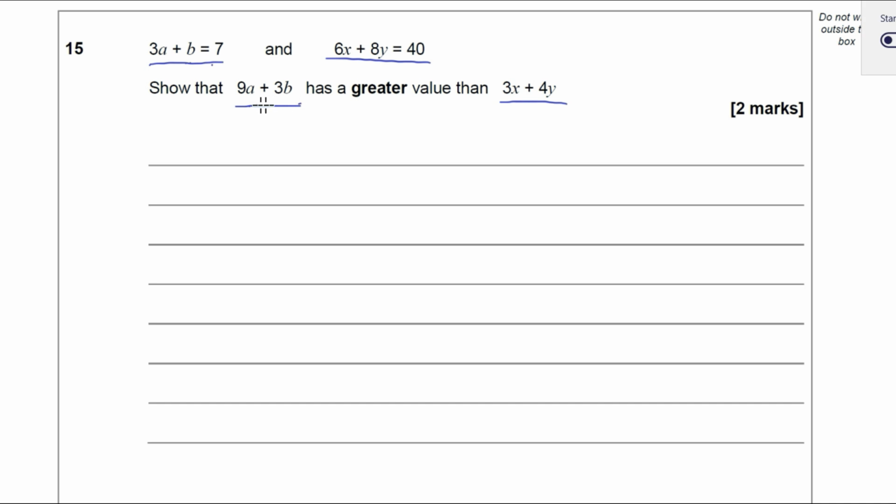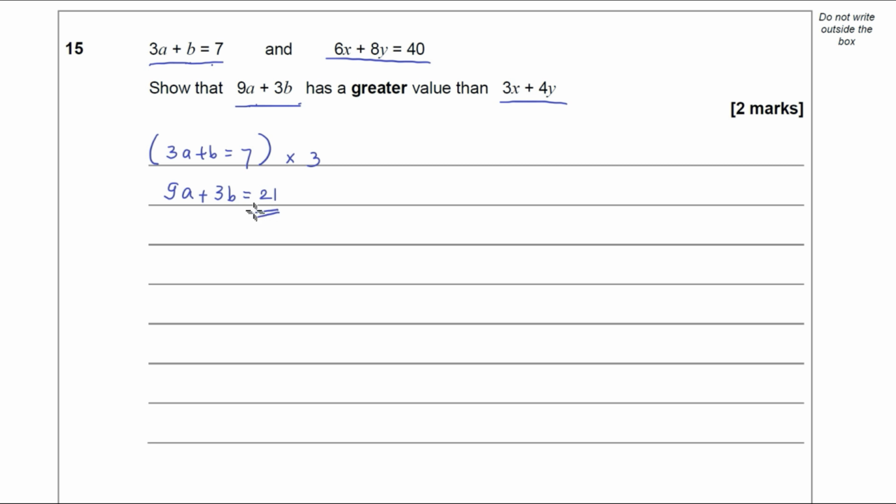The first step is taking this term into this equation. First equation, we have 3a plus b is equal to 7. Now, how to make 3a into 9a and then b into 3b? We can do that by multiplying the whole equation by 3. So we have 9a, and then b is 1b, that will be 3b, and 7 times 3 is 21. So now we have 9a plus 3b, which is 21.